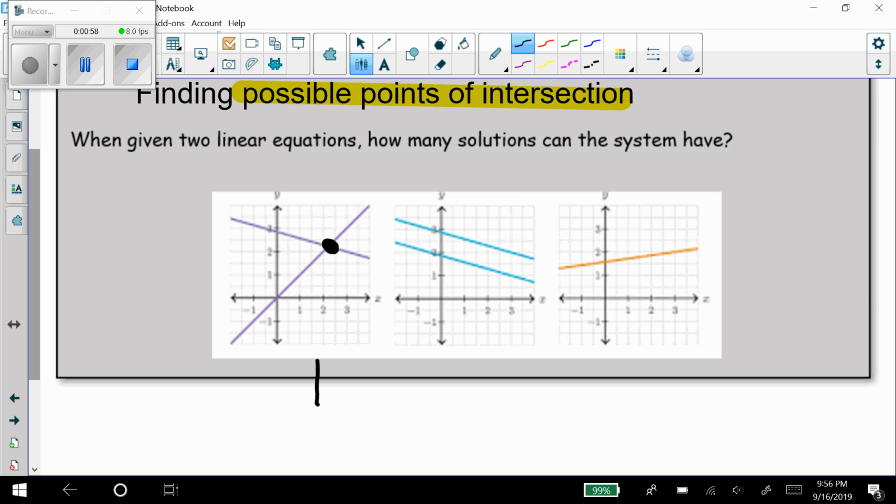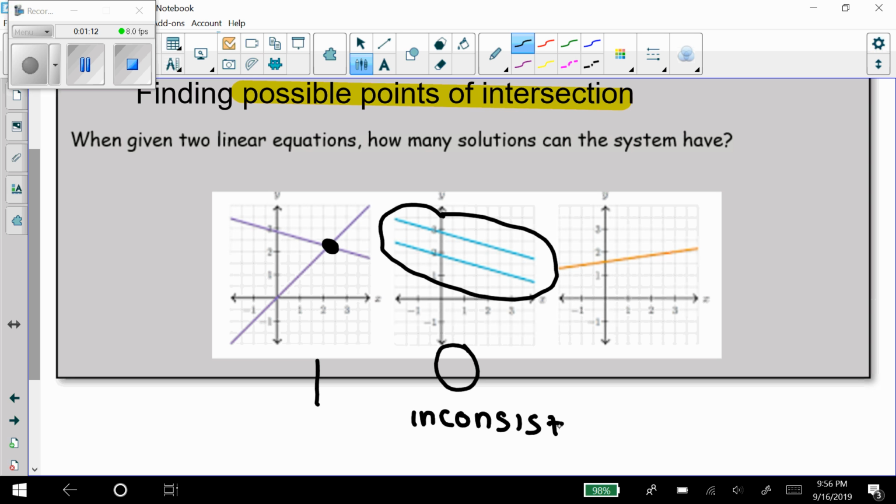You could get that they intersect at no points, so that means that they're parallel lines, just like shown here. That would give you zero solutions. That would also be called an inconsistent system. So, zero solutions is an inconsistent solution. Or you can get something like this.